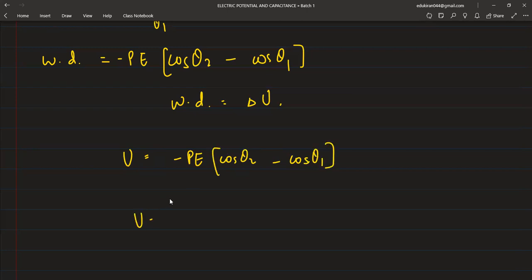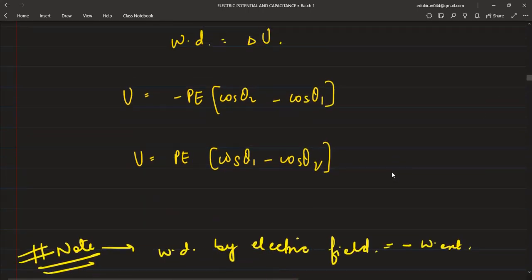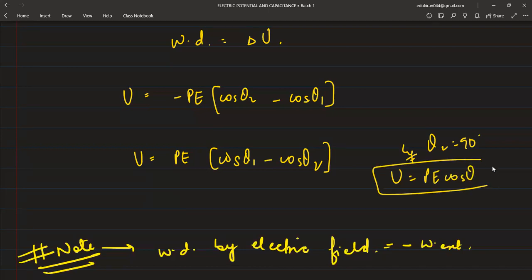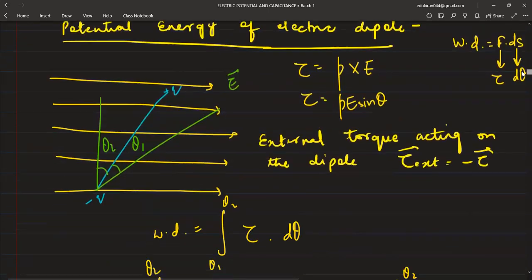Suppose you do not want to put the negative sign, you can use PE, but you have to interchange these, cos theta 1 minus cos theta 2. So for example, if one angle, let's say theta 1, is 90 degrees, the formula will be PE cos theta. But the main formula is this. We'll be using this. Focus on this. Write down the derivation first, then I'll discuss the rest of the things from this.